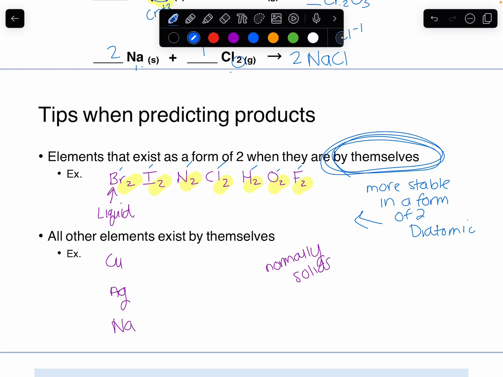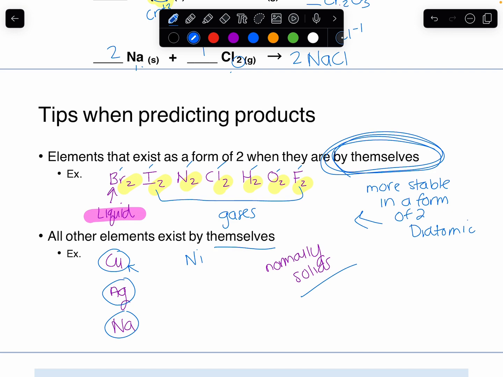Also, we're going to start talking about phases. So I just want to indicate all of these are gases at room temperature. The only one that differs here is bromine, which is a liquid. Okay, so please make sure you recognize that. Now, every other element that is not part of Brinkelhoff is by itself, and nothing is written down below. It is just copper or silver or sodium or nickel or anything other than the ones up above. So if it's by itself, you don't have to do anything but write the element. Now, these are all solids at room temperature.